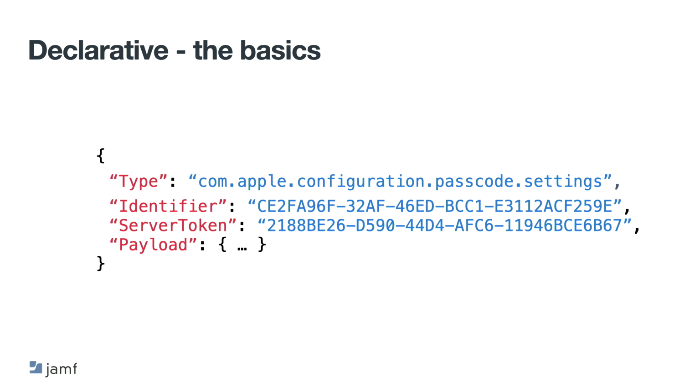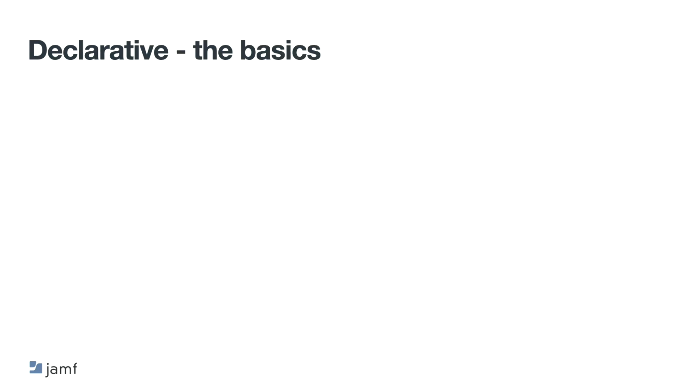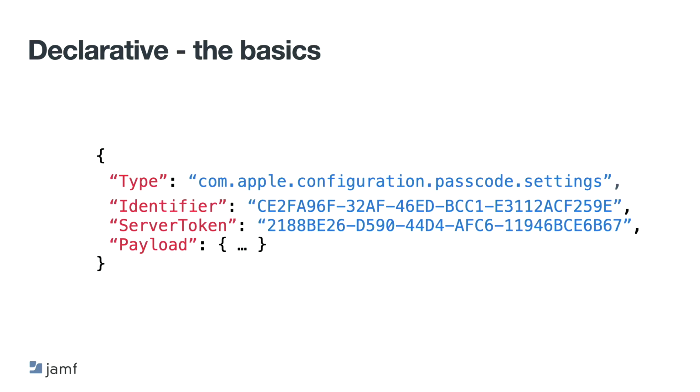So a declaration has 3 required pieces of information. The type of declaration. So that's the protocol, which piece of information that the operating system is going to understand are we dealing with here. We've got a unique identifier that we can use to talk to other declarations and management frameworks, and then the server token, so the device knows to trust the declaration. And the last part is the payload, and that's where the information you'll see a little bit later. There's some required and some optional data that goes in there.